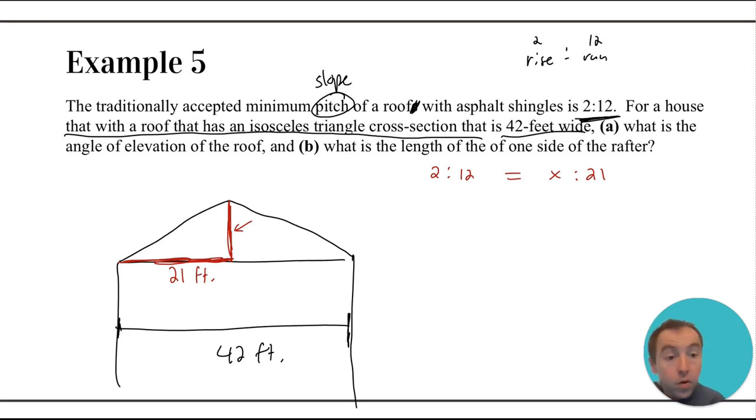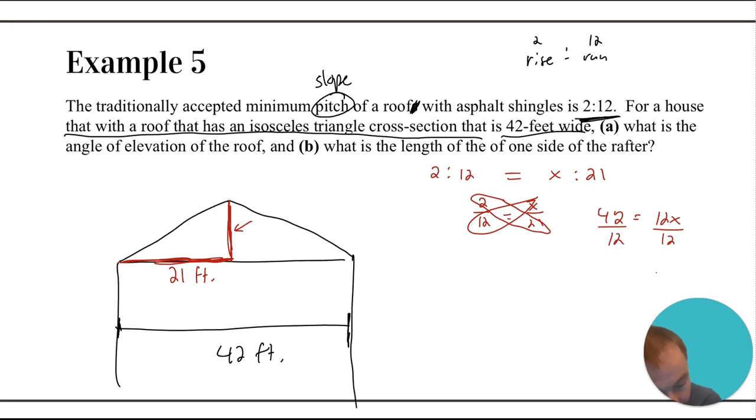And so we could set up a proportion to solve for x. So 2 over 12 should equal x over 21. And then if you cross multiply, 2 times 21 is 42, and 12 times x is 12x. You can divide by 12, so x should be equal to that ratio. You can simplify because 42 and 12 are both divisible by 6. That gives you 7 over 2, which is equivalent to 3.5. So the actual measure of this height of the roof right there is going to be 3.5 feet.